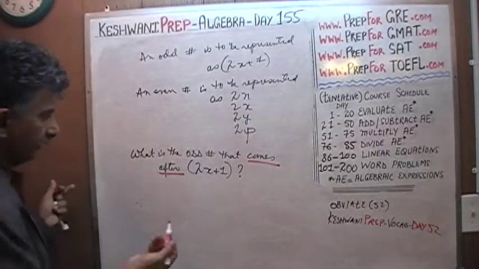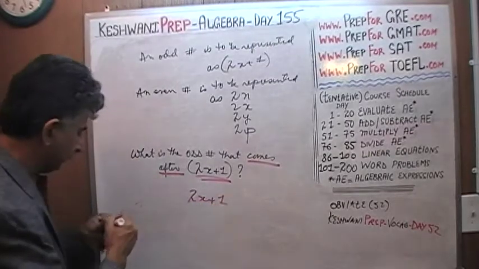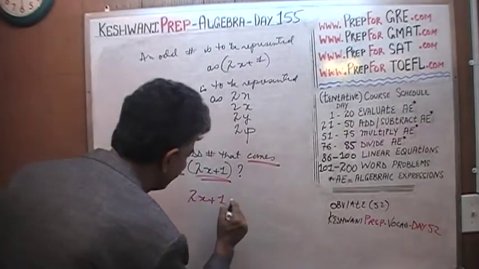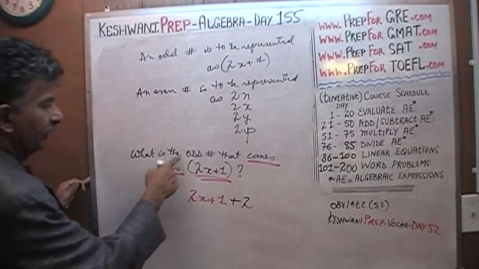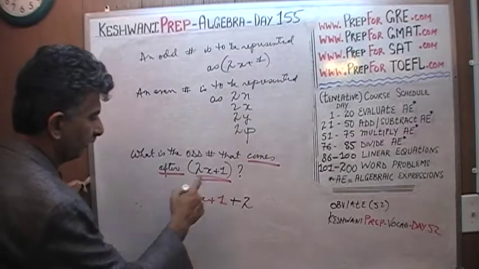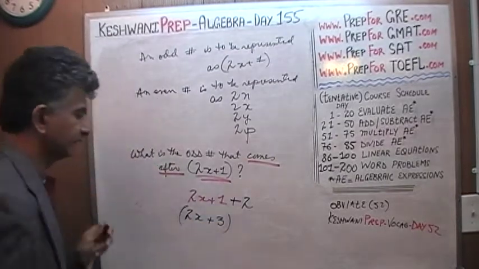How do we represent it? Like this. We take this quantity, 2x plus 1, and we add 2 to it, that's all. So the answer to this question, what is the odd number that comes after 2x plus 1? That odd number is 2x plus 3. Voila, that's your answer.